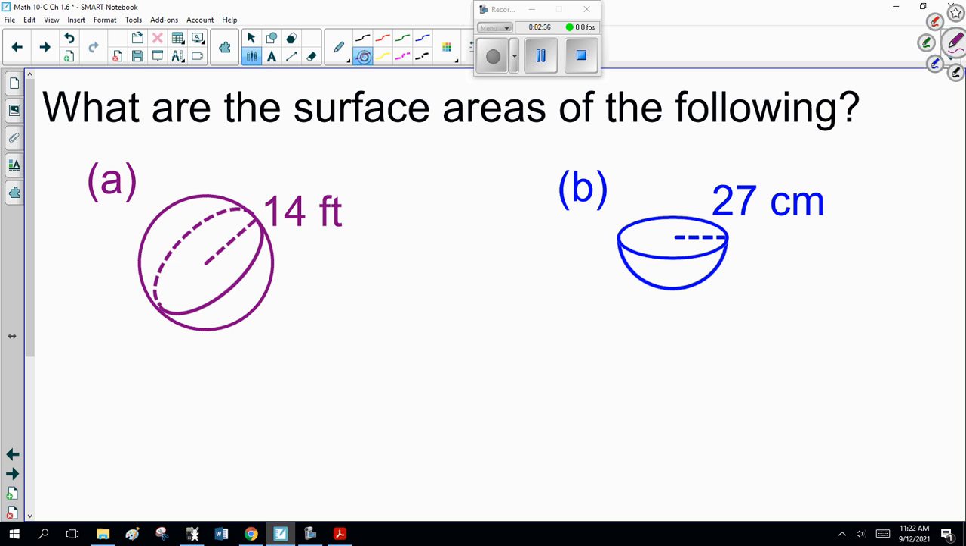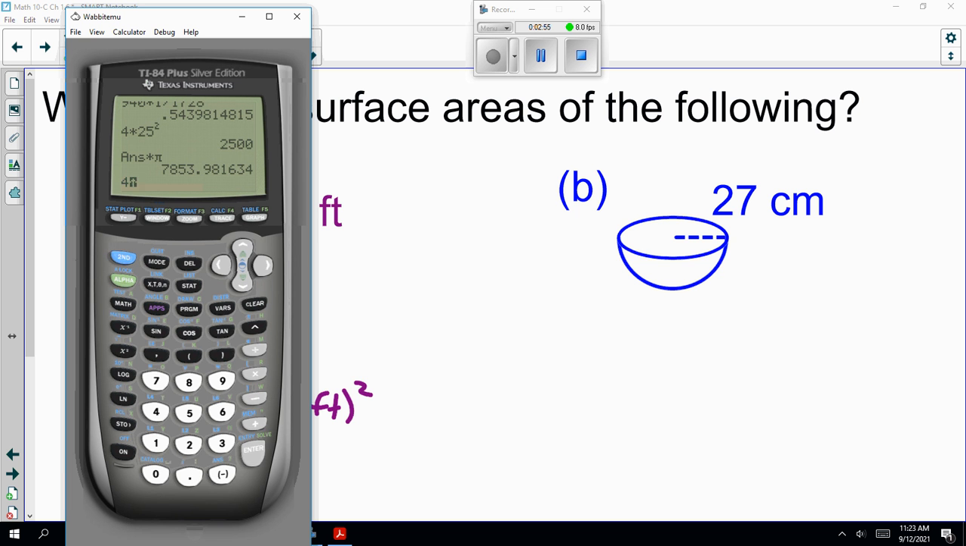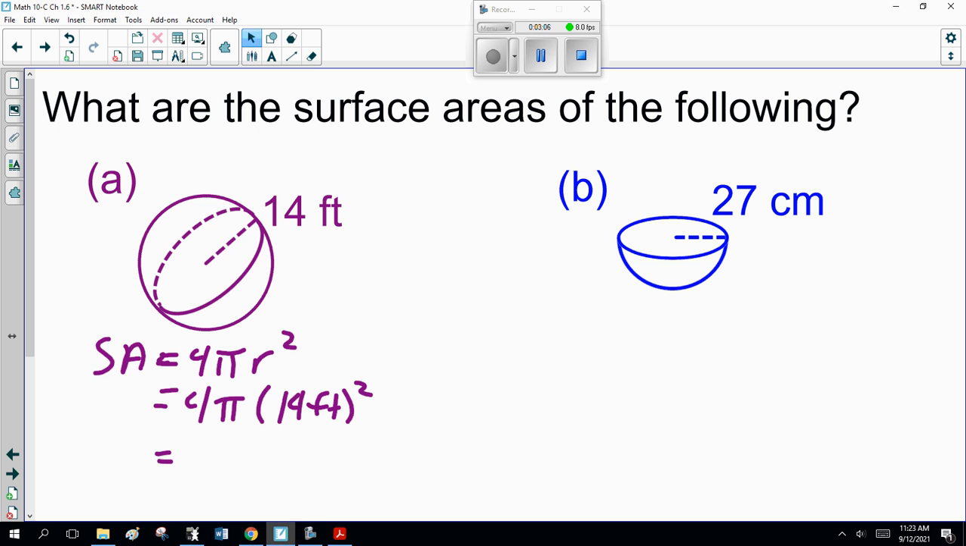Anyway, surface area equals 4πr². 4 times pi times 14 feet squared. I can't do that in my head. 4π times 14 squared. Oh, wrong number, sorry. 4π times 14 squared is 2463.